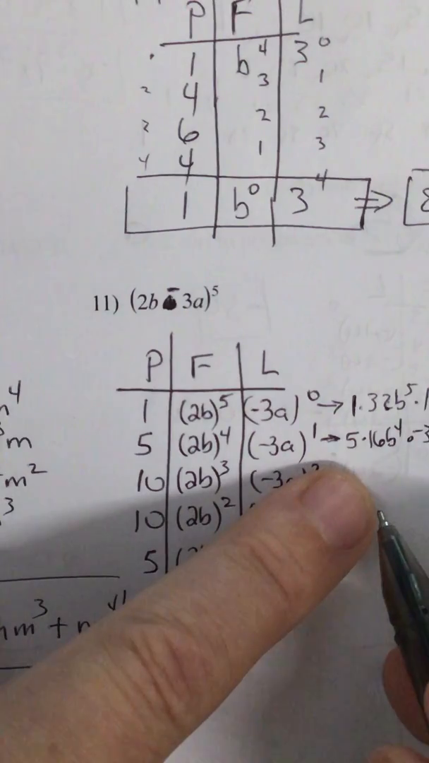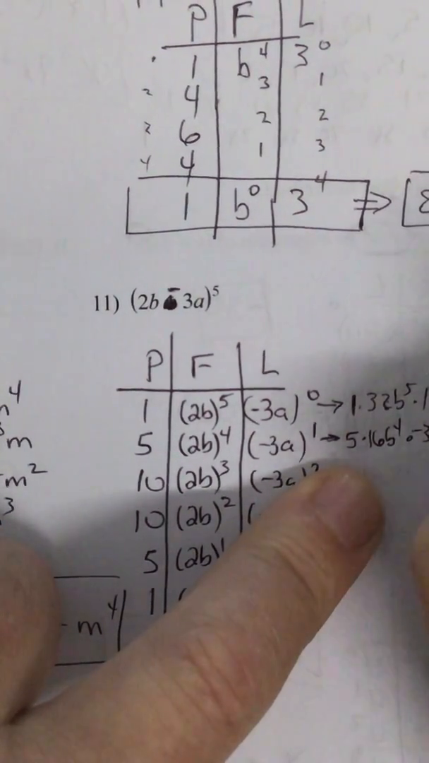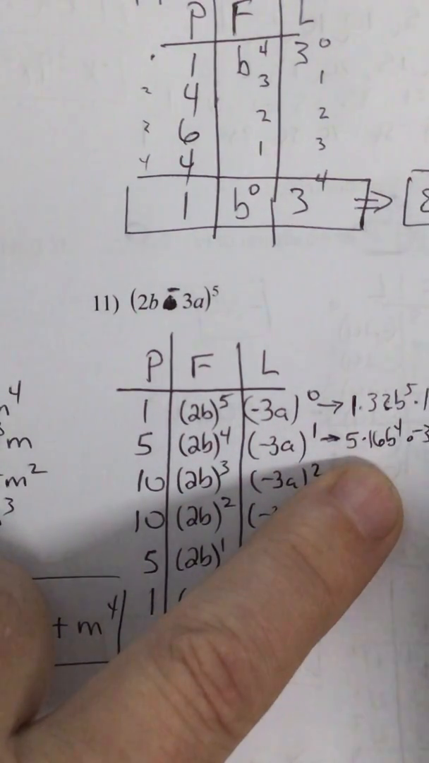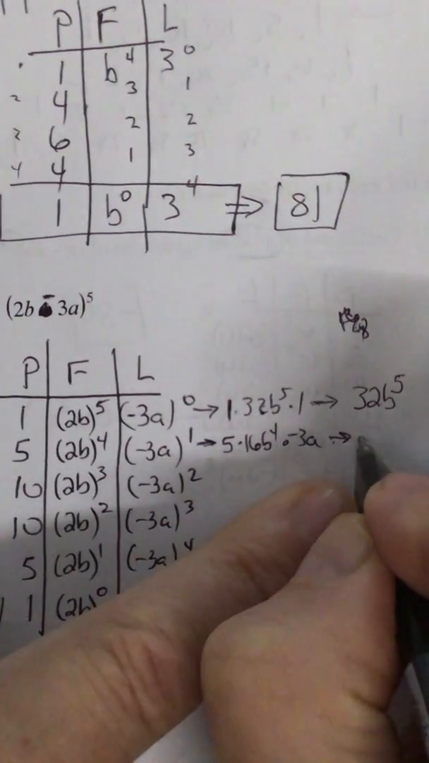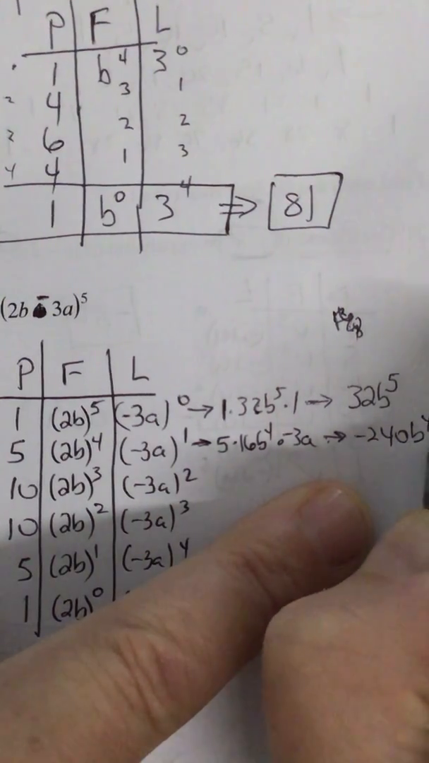So, whatever 16 times 8 is. No, it's more than that. 5 times 16 is 80 times 3. It's 240, but it's negative 3. So it's negative 240 b to the 4th a.